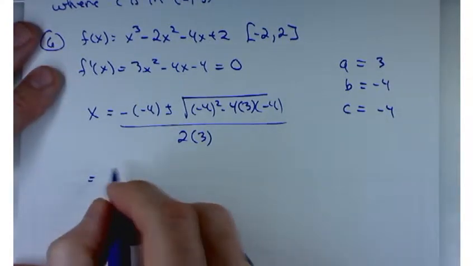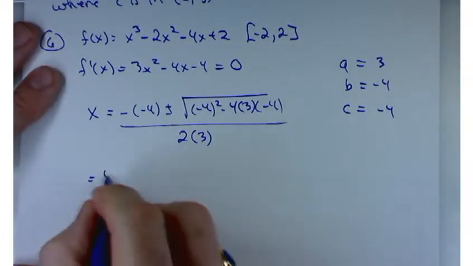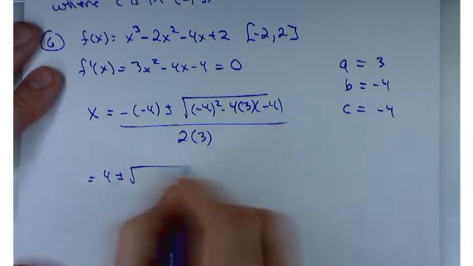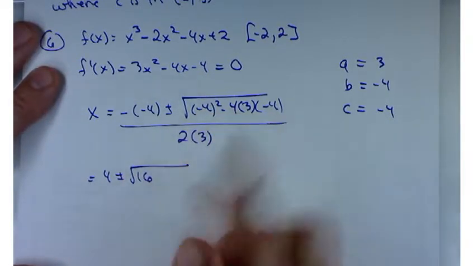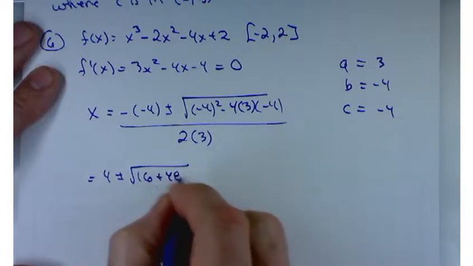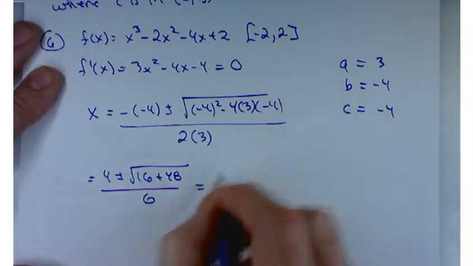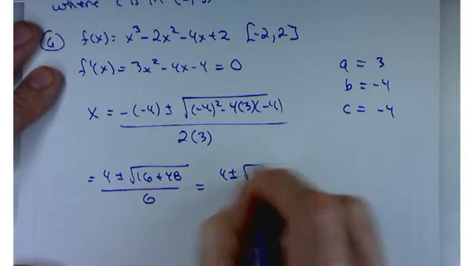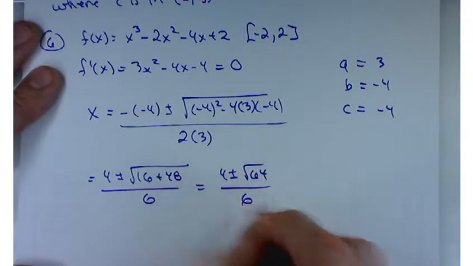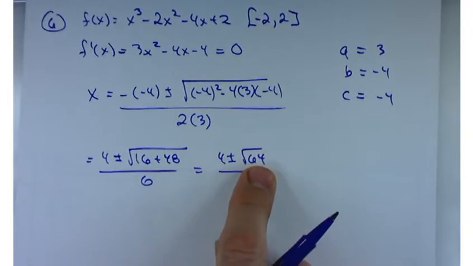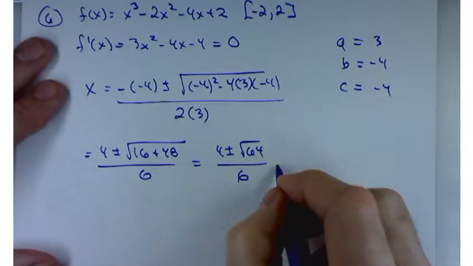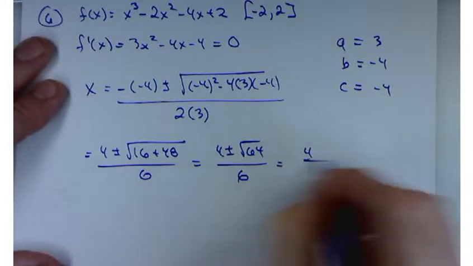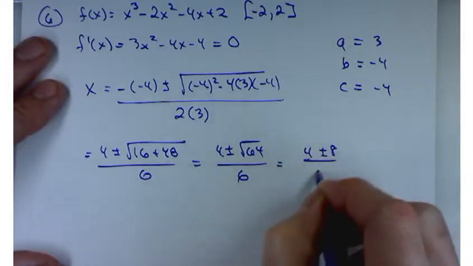So see if we can't clean that up a little bit. 4 plus or minus the square root of 16 plus 48 over 6. And at this point I got a little egg on my face, because if the discriminant under the square root is a perfect square, then we could have factored it. So it's 4 plus or minus 8 over 6.